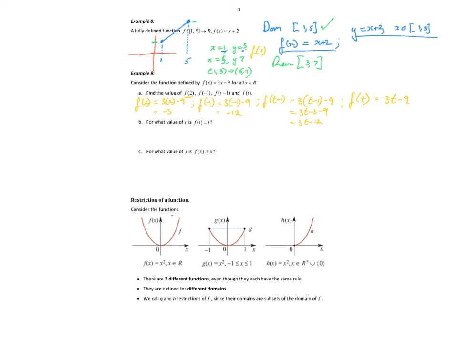All right, what's this saying? For what value of t is f of t equal to t? So f of t has to equal t. So what does that mean? Well, f of t we've just worked out. So f of t is equal to t. Well, that means that f of t, which is 3t minus 9, has to equal t.